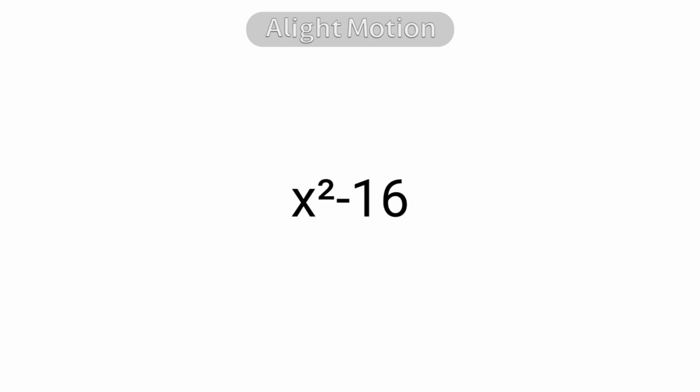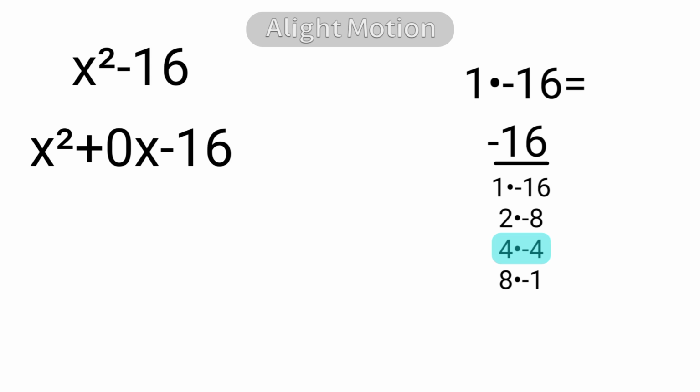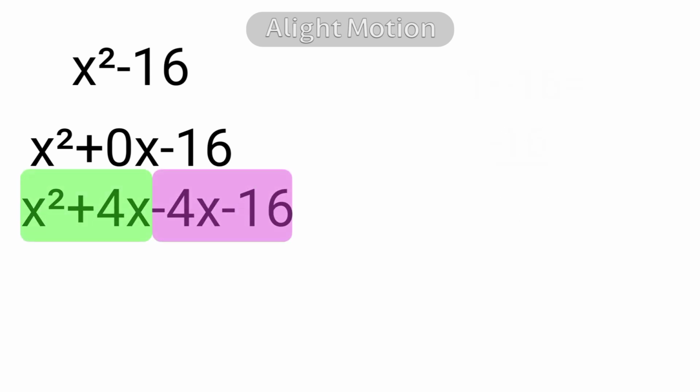This last one, x squared minus 16, may seem tricky, but there's a simple solution to solve it. If we put 0x in the middle of these two, it doesn't change the result of the equation. 0 times x equals 0. There's no alteration. Then, after adding the 0x, we treat it like a 3-term polynomial. Multiply the end numbers, factor the product, find the numbers that add up to the middle number, 0, split in half, and factor.